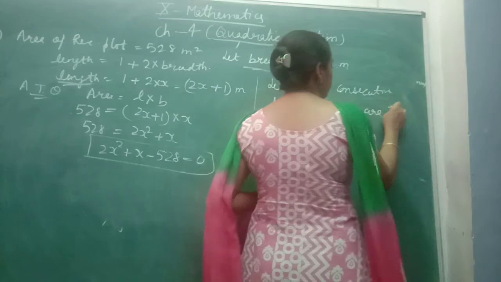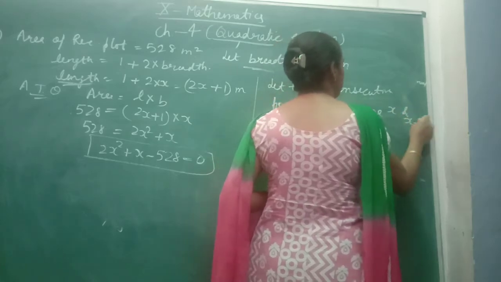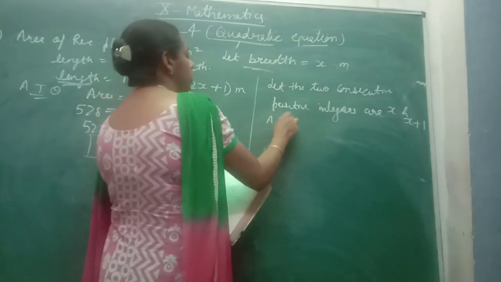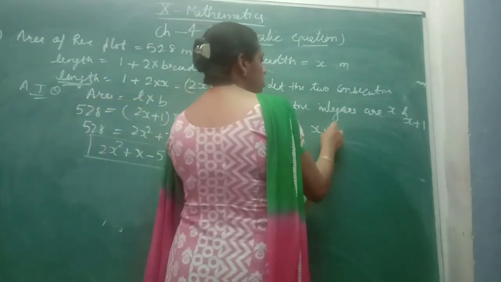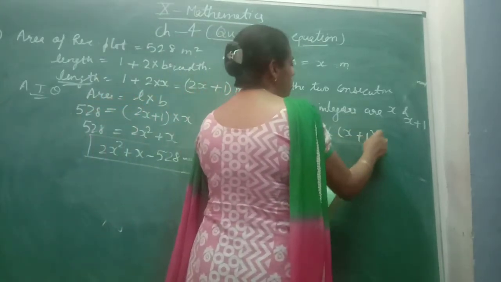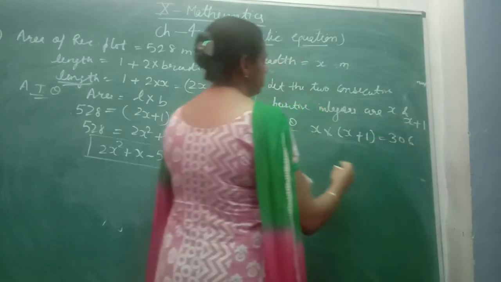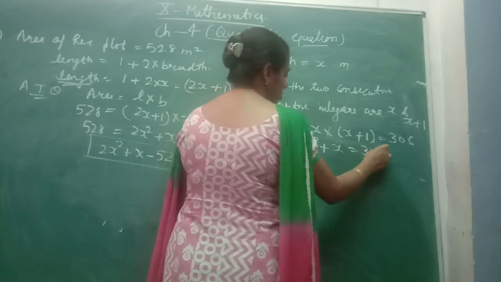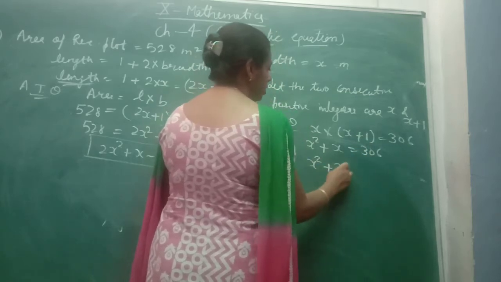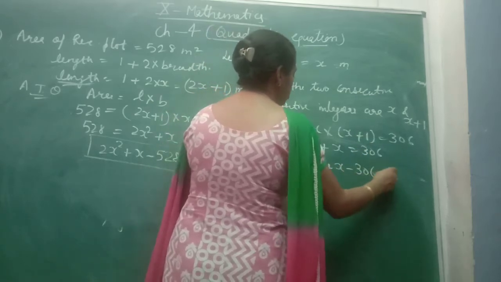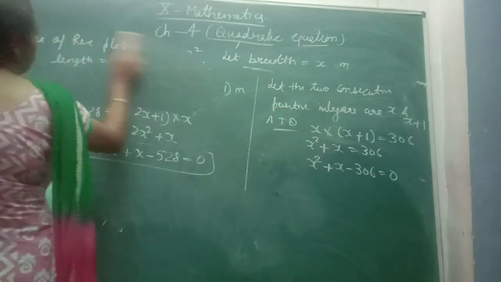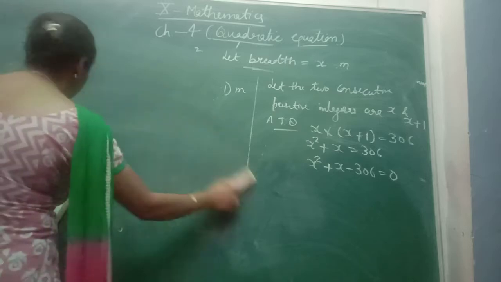So if I take the first one as x, then the second is x plus 1. According to the question, the product is given. Product means multiplication of both numbers is equal to 306. So your equation will be x square plus x is equal to 306. So your equation will be x square plus x minus 306 equal to 0. Okay, so this is the next equation.